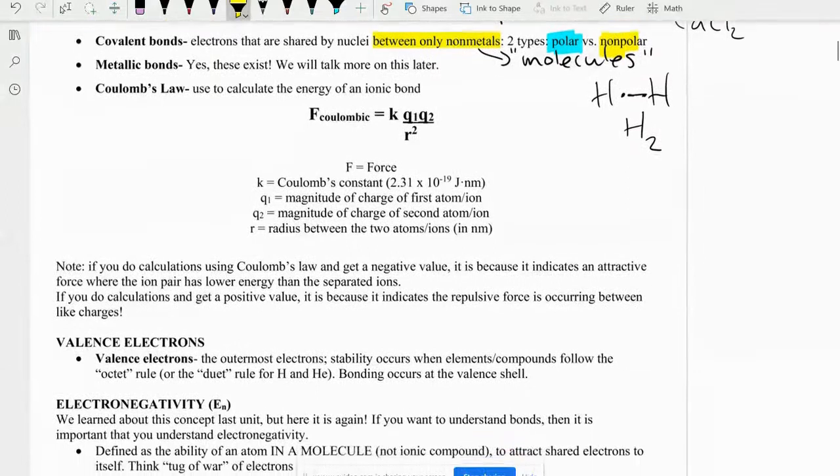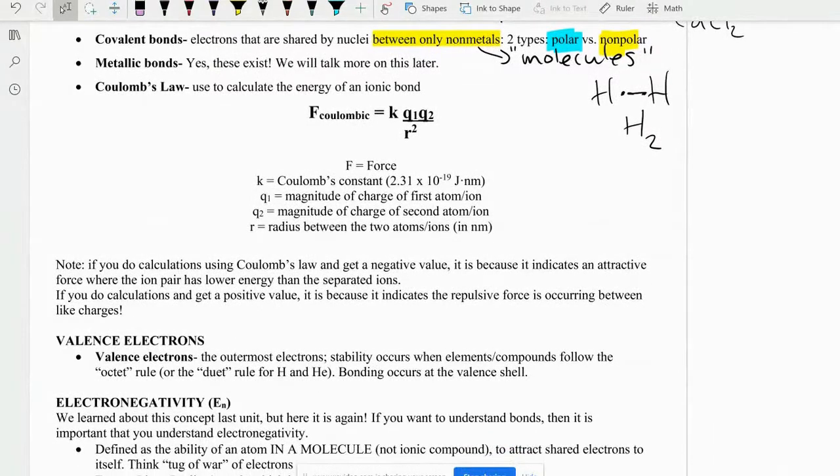The third type of bond is metallic bonds. You probably haven't heard of this before, but it is basically between metals. And soon enough, we will also look in more detail at this, so stand by.